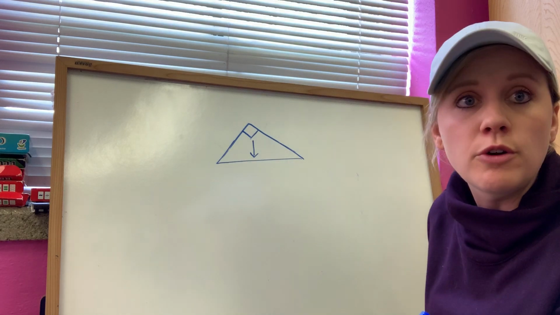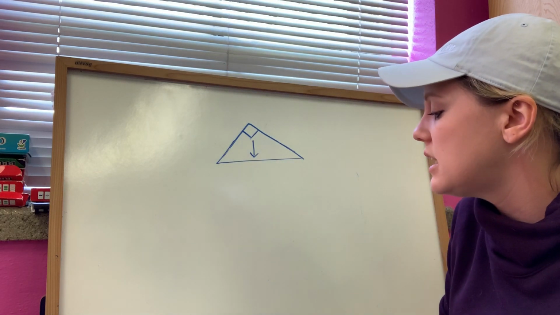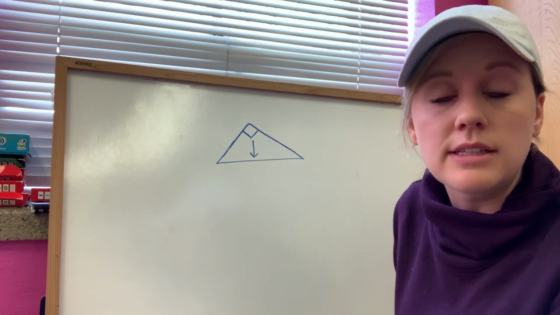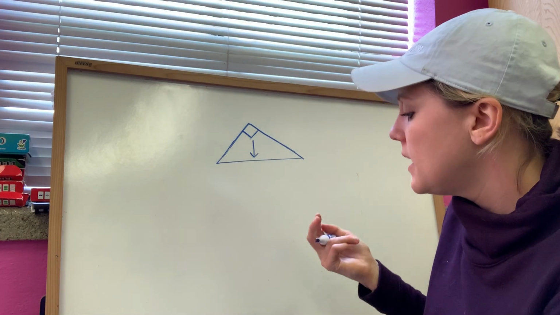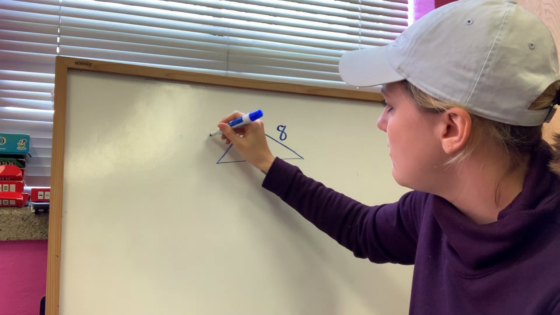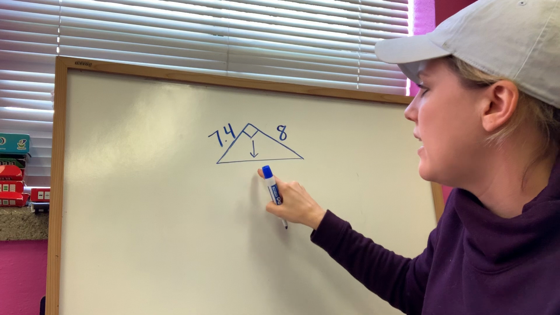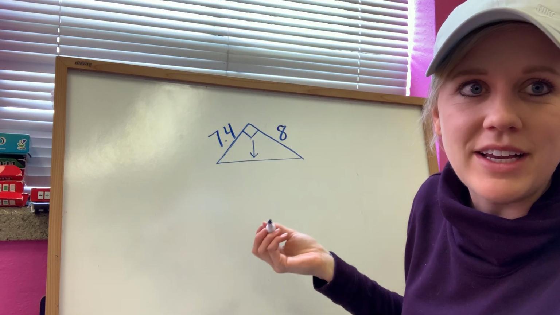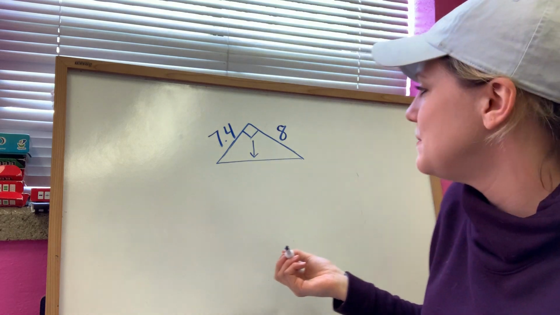So we're going to do a review problem from last time, except it's not going to be a pretty number. It's just going to be a decimal, and I want you to round to the nearest tenth when you find your answer. So let's pretend this is 8, and this is 7.4, and I want you to find the length of the hypotenuse. So go ahead and pause the video and see if you can solve this one by yourself.